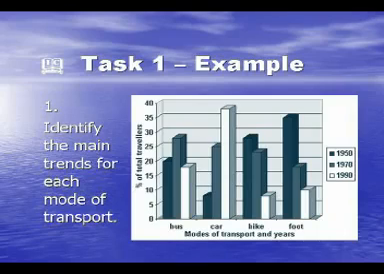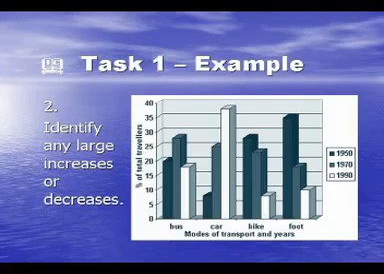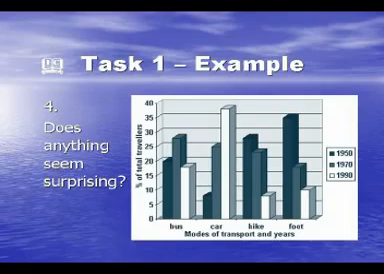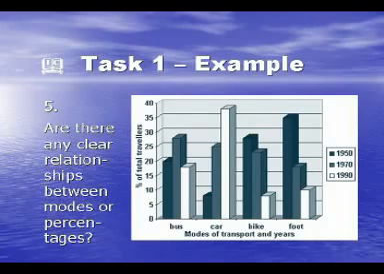Well, the first thing to do is to try to identify the main trends for each of the 4 modes of transport. Try to identify any large increases or decreases. Are there any clear and consistent directions? Does anything seem surprising? And lastly, are there any clear relationships between the modes of transport or the percentages?